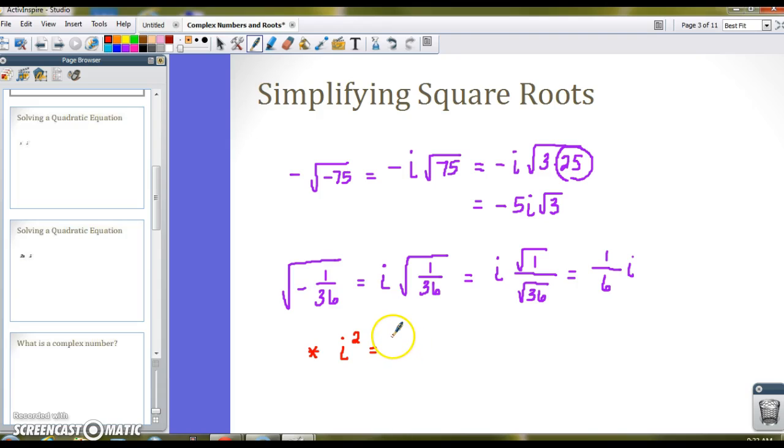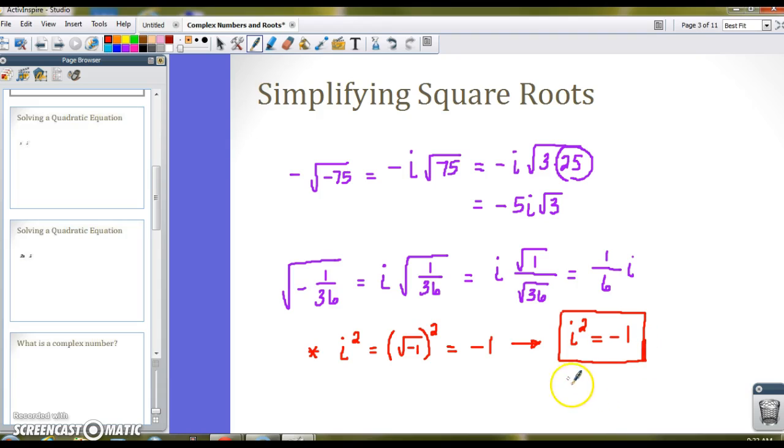i squared, if you think about the definition of i is the square root of negative 1 squared. And we said whenever you square a radical, you get back what's under the radical, and so that would give me negative 1. Okay, so the takeaway here is that i squared is always going to equal negative 1. Make sure that you know that, you somehow ingrain that in the brain, figure out a way to remember that, but that's something that you need to make sure that you know.